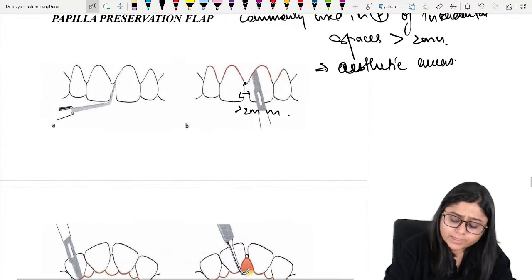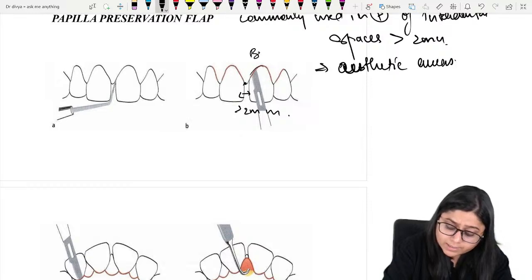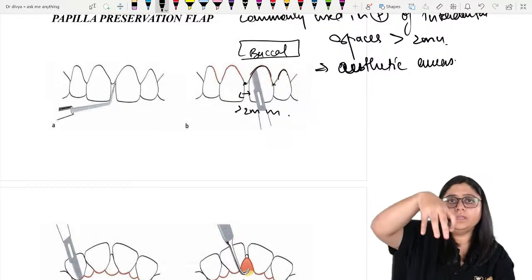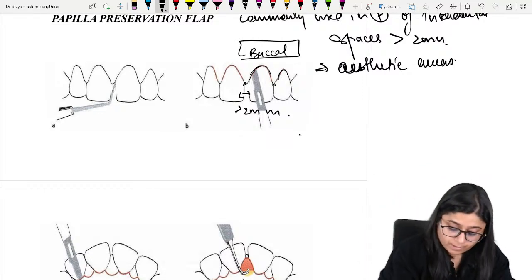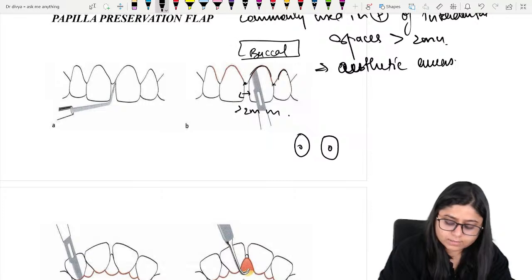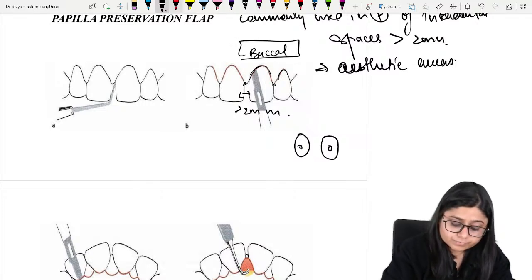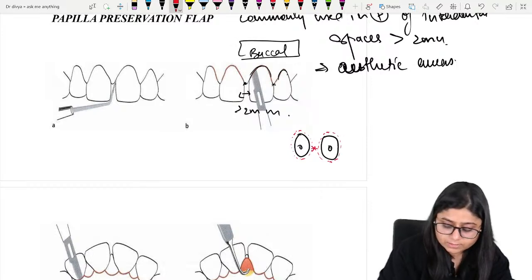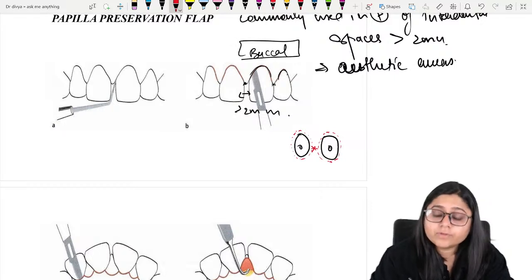Now what we are doing is just giving the crevicular incision. So if this is the buccal side, we are just giving the crevicular incision here and leaving this interdental papilla. In the interdental area, we are not giving any incisions. If we see the tooth from the top, from the occlusal aspect, around the tooth we are giving the incision. We are not giving an incision like this, no, just around the tooth we are giving the crevicular incision.